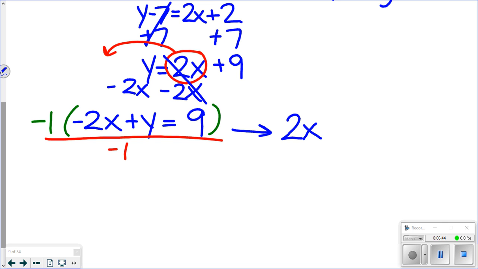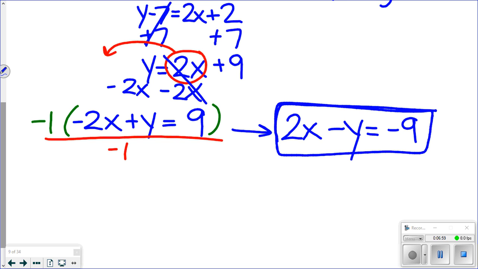Negative 1 times y, or y divided by negative 1, equals 9 times negative 1, or 9 divided by negative 1, is a negative 9. And now this would be my final answer because A, this 2, this leading coefficient, is positive. I don't have any fractions. So 2x minus y equals negative 9 is our final answer here. All right.